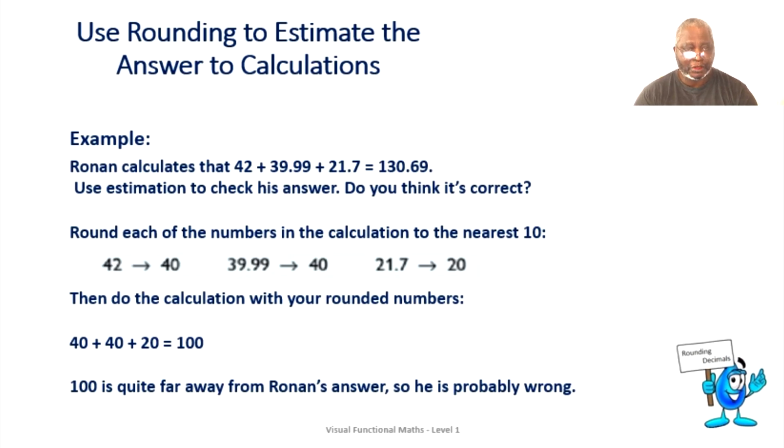So 42 will become 40 because 2, the decider, is less than 5. 39.99 becomes 40 because we ignore the decimal places. 21.7 becomes 20 because we're rounding to the nearest 10. Then we do the calculation with the rounded numbers. 40 plus 40 plus 20 is equal to 100. So is 130.69 correct? Of course not.